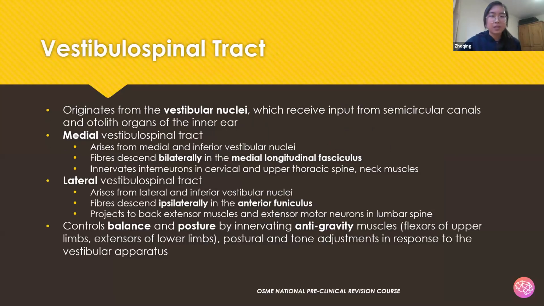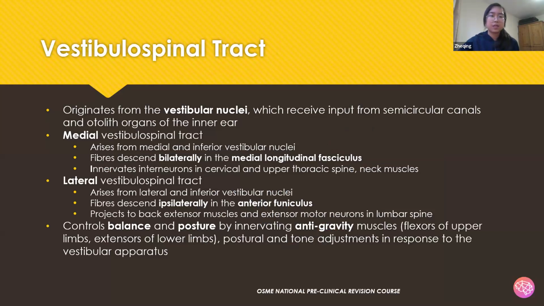So the vestibulospinal tract originates from the vestibular nuclei, which receive input from the semicircular canal system. You can remember it from the name because of the vestibulo in the name, and therefore it has a lot of functions in terms of control of balance and posture, and it innervates anti-gravity muscles.